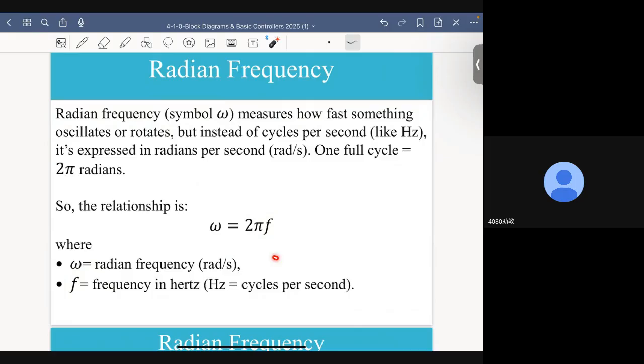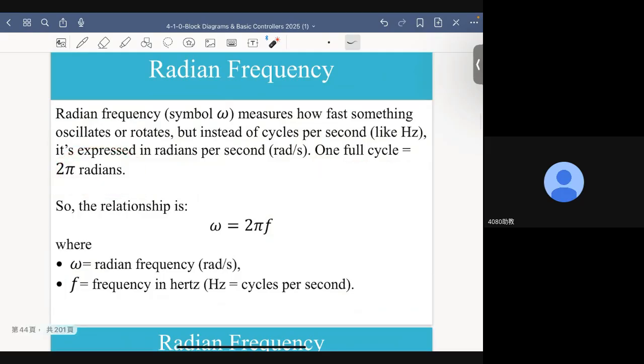But instead of using f, usually in the area of control we prefer to use radian frequency, which is defined as 2 pi times f. Radian frequency, with a symbol of omega, measures how fast something oscillates or rotates. But instead of cycles per second like hertz, it is expressed in radians per second. So its unit is radian per second, and one full cycle is 2 pi radians.